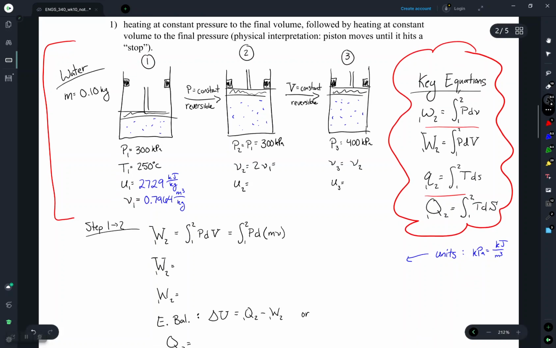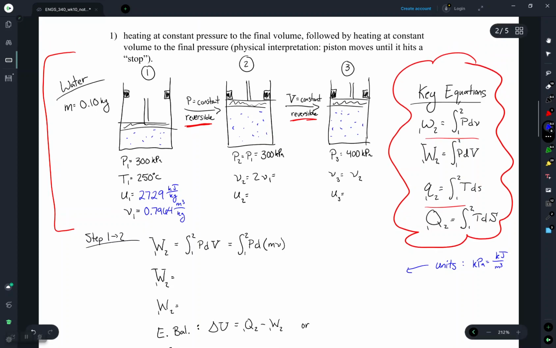In this particular process, we have first a constant pressure reversible process from 1 to 2. Then we have a constant volume reversible process from 2 to 3. Because we know temperature and pressure, we can look up everything for state 1. We can then go ahead and calculate the volume for state 2.